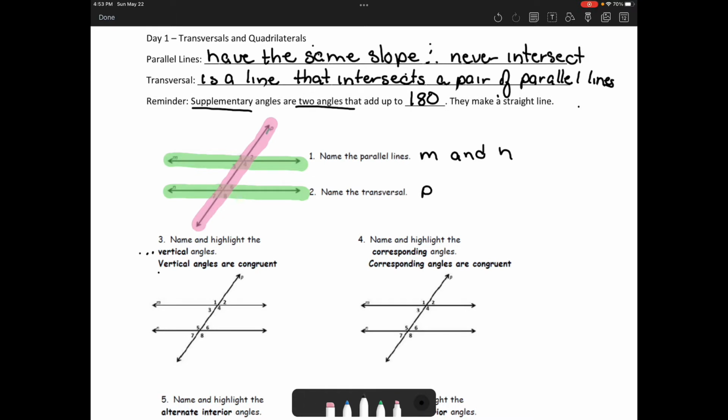Now, when we have two parallel lines and a transversal, there's some characteristics about the angles that you need to know. So one thing you need to know is that vertical angles are congruent. And we talked a little bit about this in circles. But vertical angles, in this case, would be 1 and 4. So angle 1 and angle 4 are vertical, meaning that angle 1 and angle 4 are congruent. 5 and 8 are also vertical angles. So 5 and 8 are congruent.